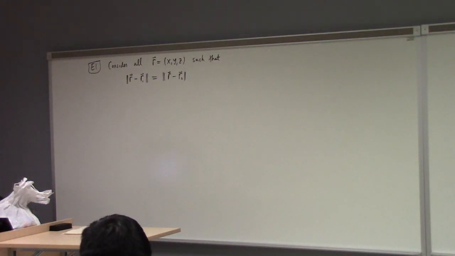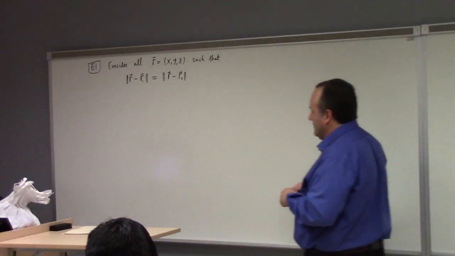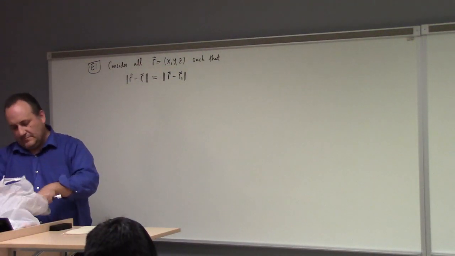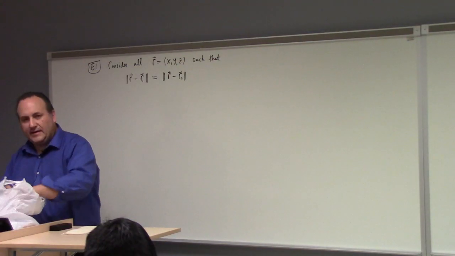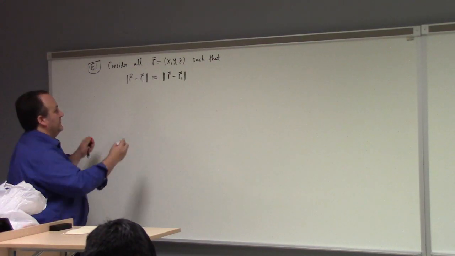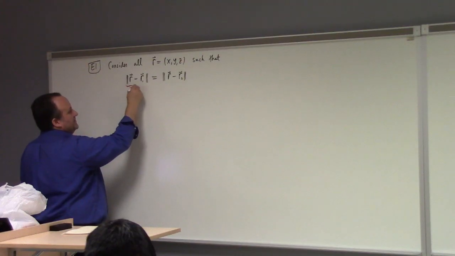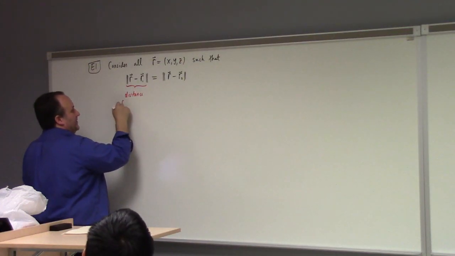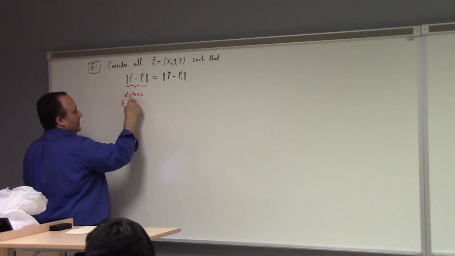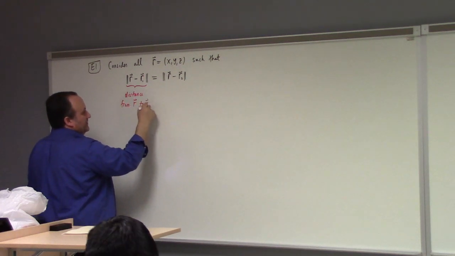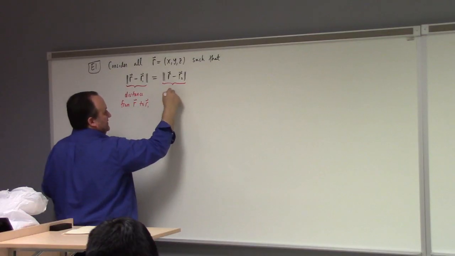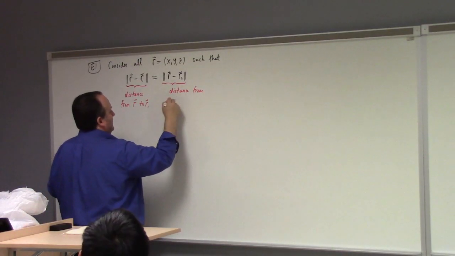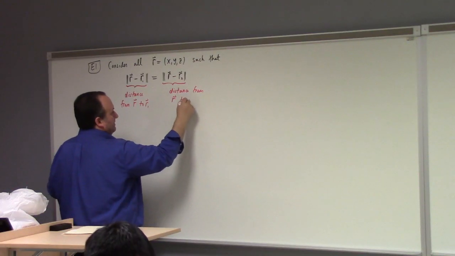What do those mean? What is the difference of two vectors? Can we put this in words? Do we have a concept for what I'm looking at here? So, what we're looking at, this is the distance from R to R1, right? And this is the distance from R to R2.